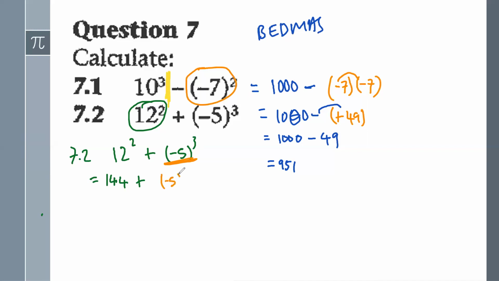-5 multiplied by -5 multiplied by -5. That's what it means. So this is 144. Let's keep the plus. Now, let's think a little bit here. I don't want you to rush this, okay? I'm going to multiply the negative sign here by negative sign. That gives me a positive.